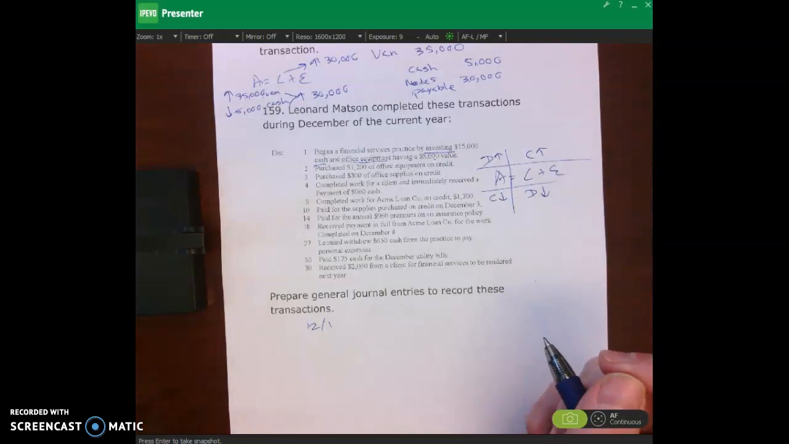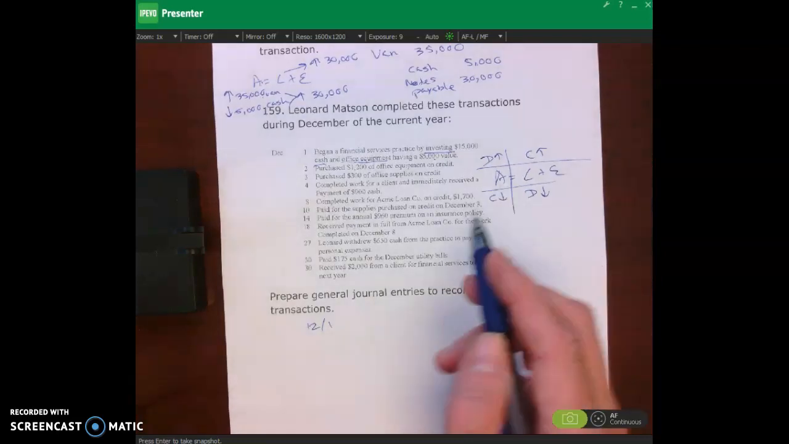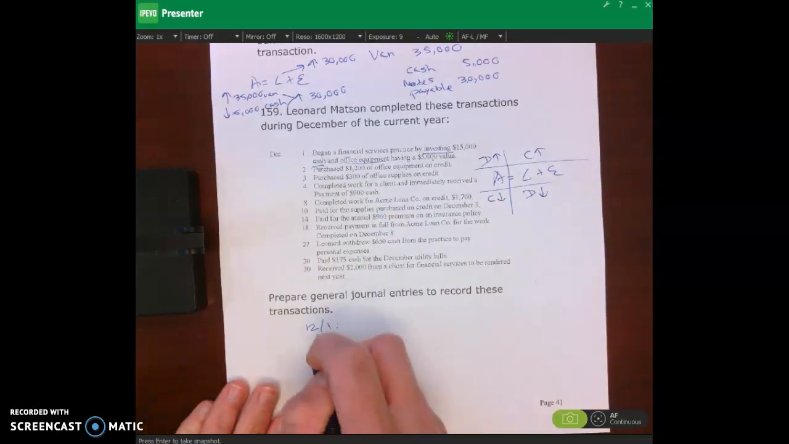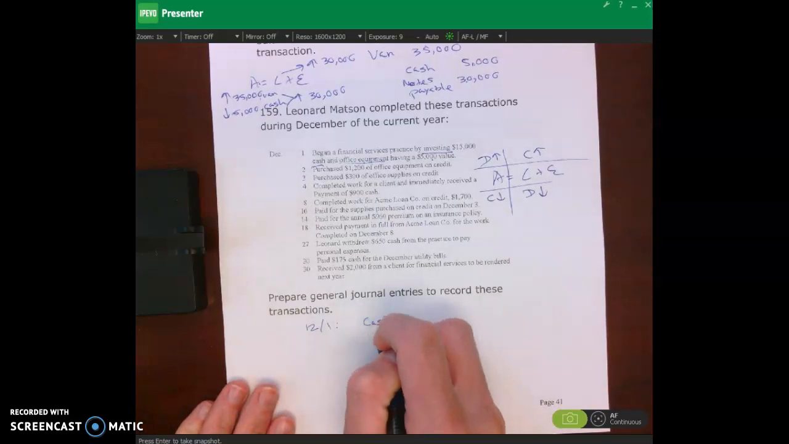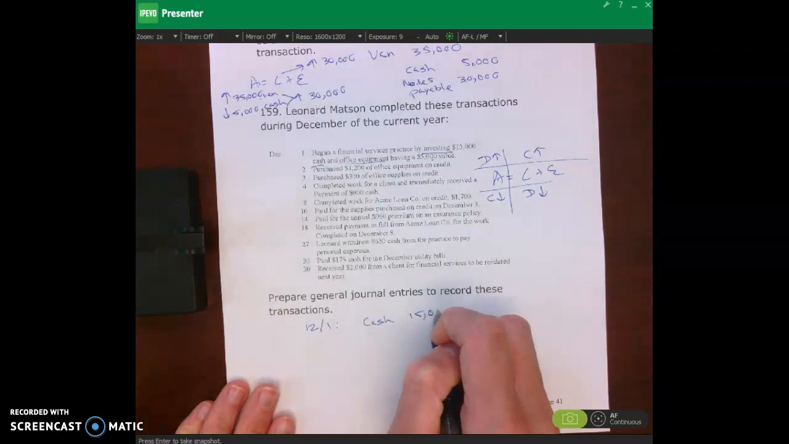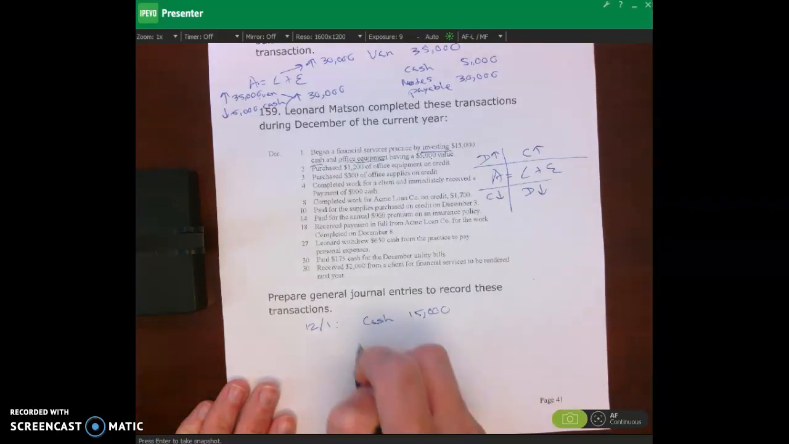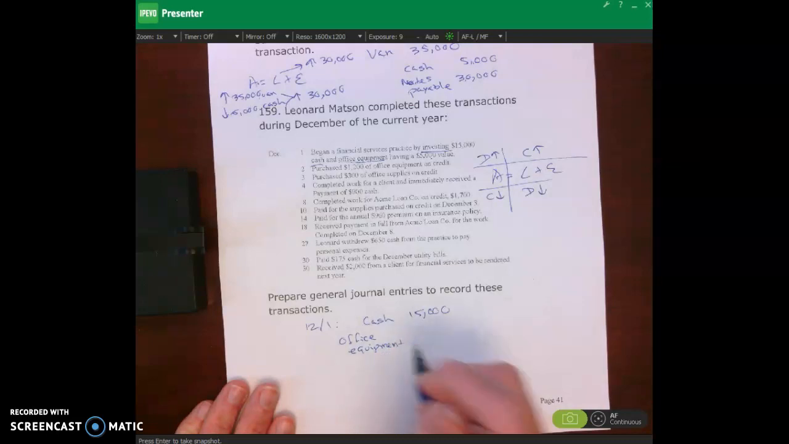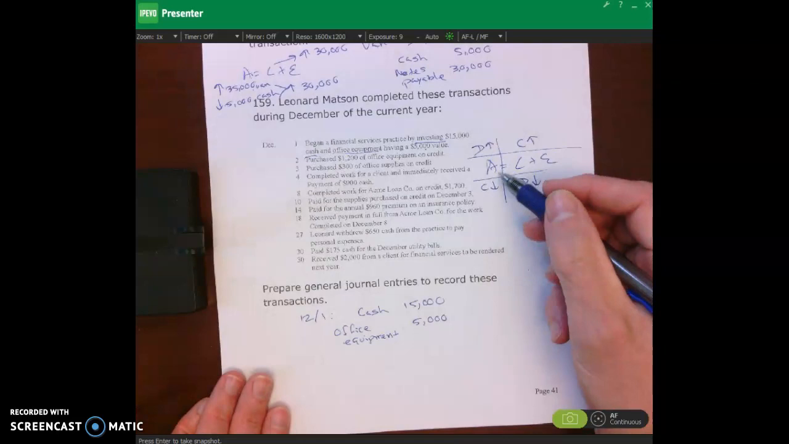The way I recognize that an asset is going up is with the debit. So I'm going to put down my date, and I will debit cash for my $15,000, and it says also office equipment, so I will debit office equipment, which is also an asset, for $5,000. So that's on the debit side.